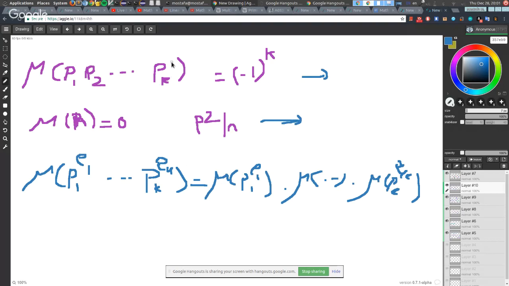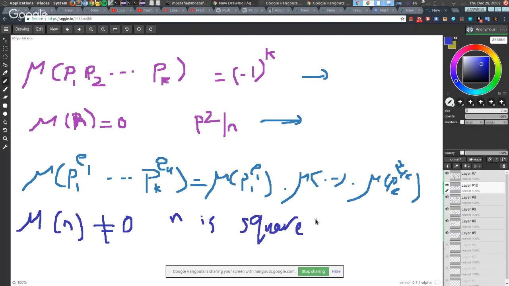Also, if the number is equal to 1, then it has no prime factors, so k will be 0, which still gives the right answer. So basically, we will say that mu of n is not equal to 0 exactly when n is square free. Square free means it's not divisible by the square of any number. So this is how we can compute the mu.